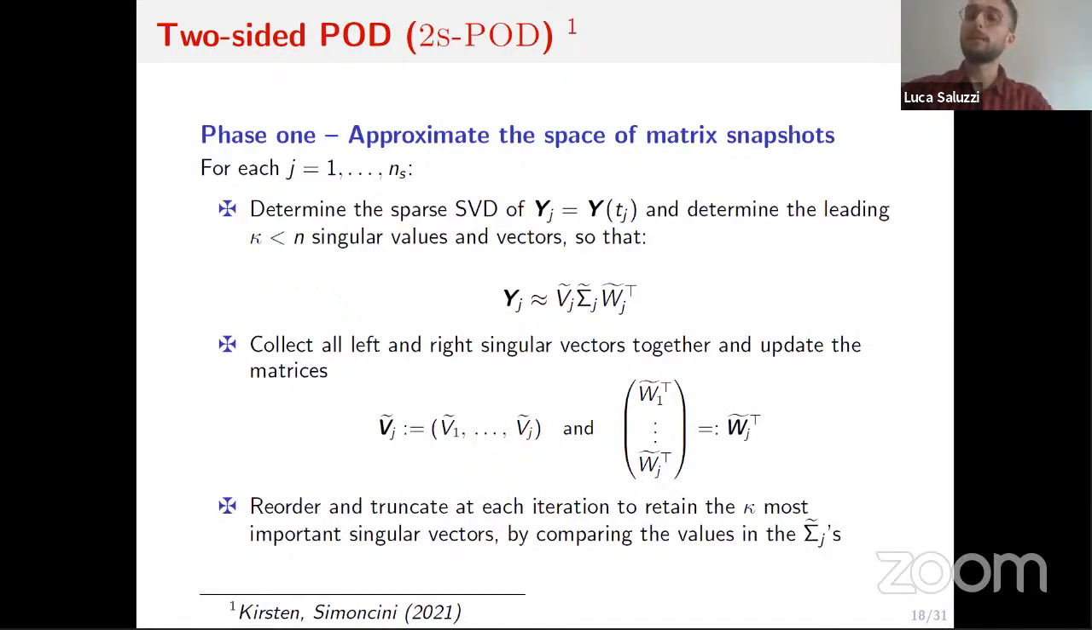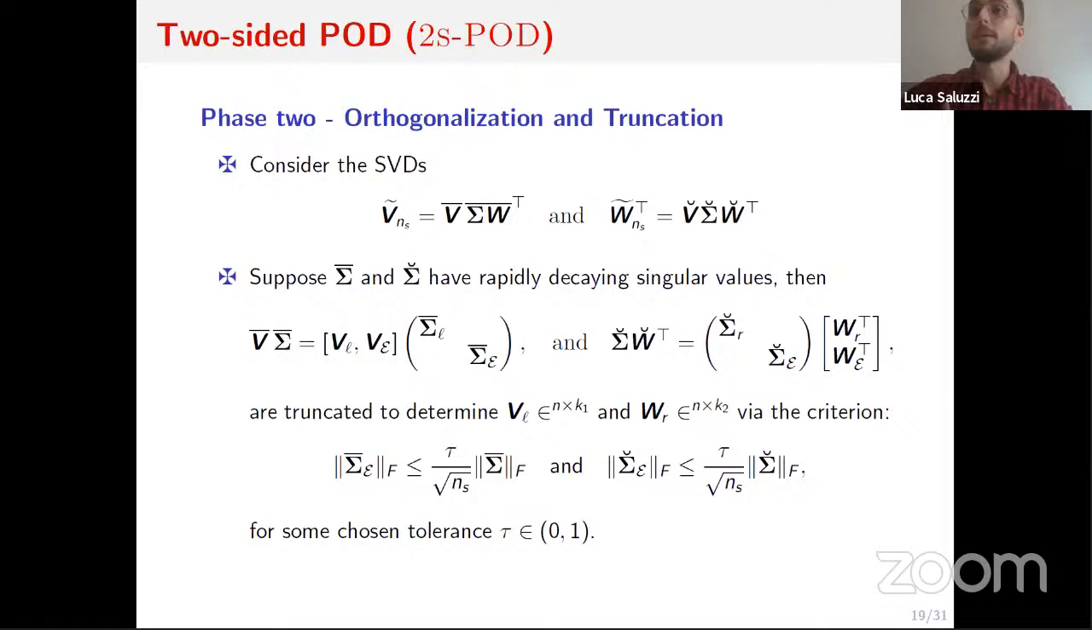This is just the first phase, where we are dealing with the snapshots. Then we are doing this for j going from 1 up to the number of snapshots. The second phase is the orthogonalization and truncation. So given the left vector and the right vector, the singular vectors, we compute another SVD. And then again we truncate: on the singular value decomposition, we can recognize a part which we can neglect, and we can directly consider just VL and WR as our basis.